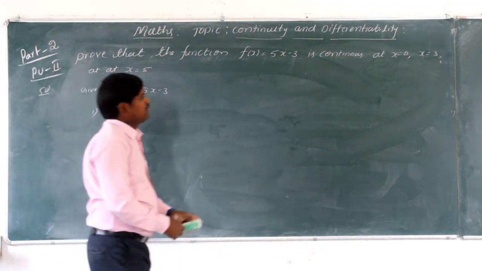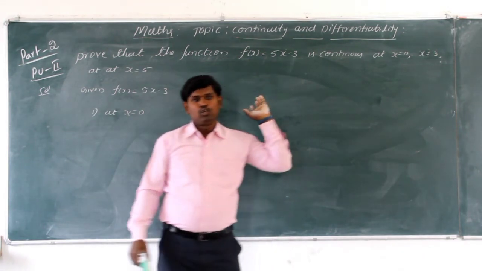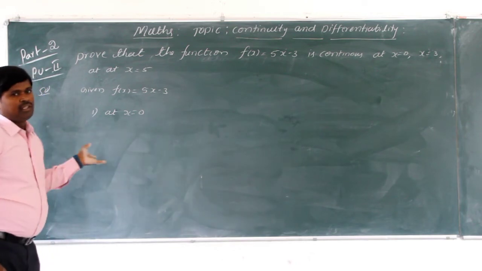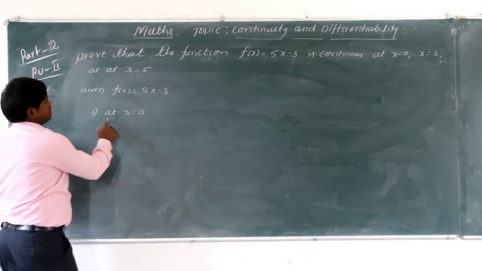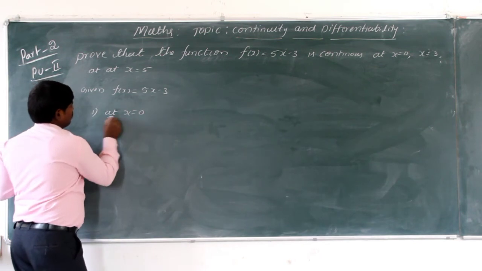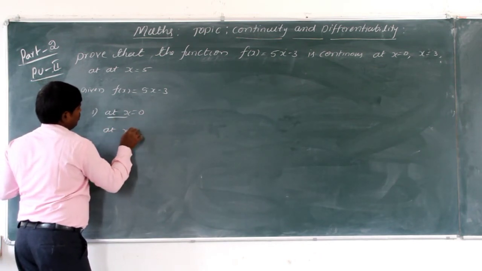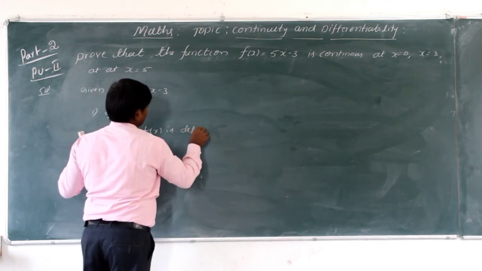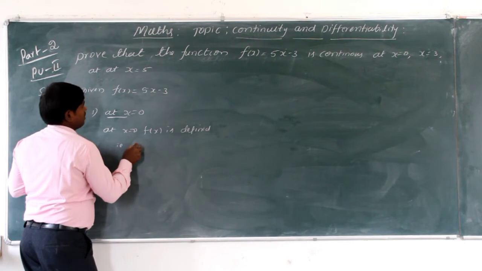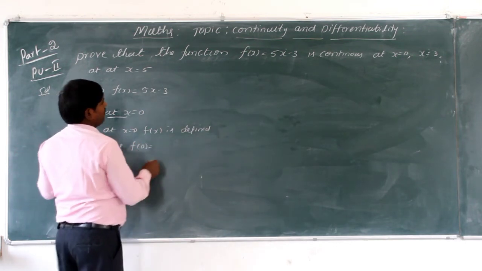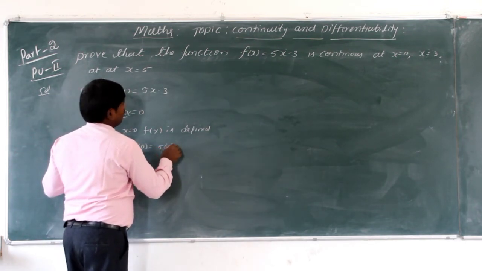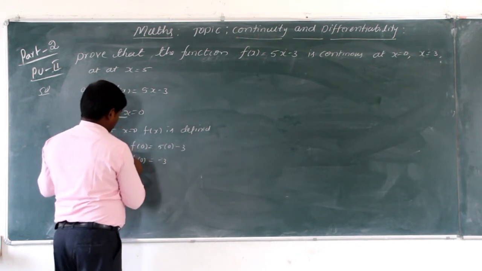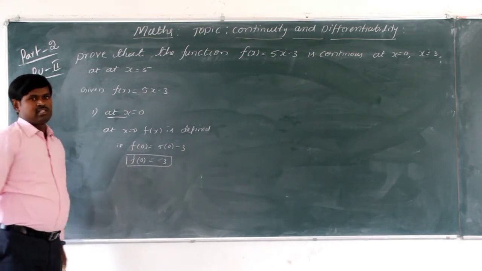Here the function is not splitting. So therefore no need to work out through the help of left hand limit, right hand limit. Okay. So we just go through the limit of the function and value of the function. So at x is equal to 0, f of x is defined. So f of 0 is equal to 5 into 0 minus 3. So therefore f of 0 is equal to minus 3. So this is the value of the function.